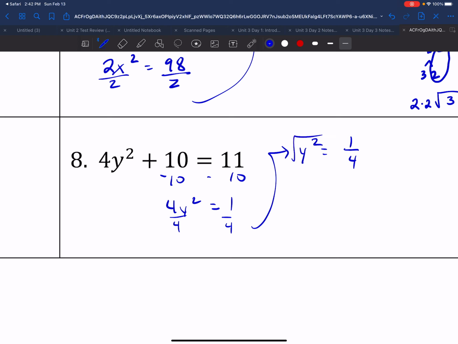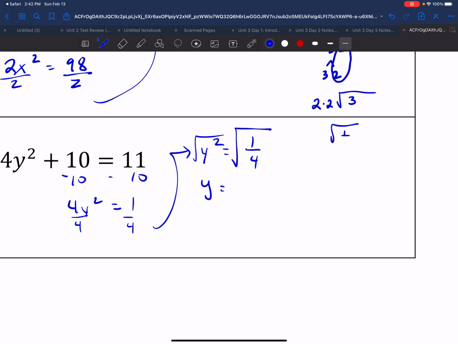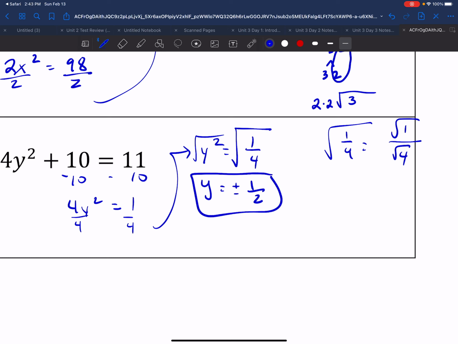And then you take the square root of everything. So we are left with y is equal to, okay, well, the square root of 1/4. Remember, the square root of 1/4 is the same thing as the square root of 1 over the square root of 4. The square root of 1 is just 1, and the square root of 4 is just 2. So the answer is y is equal to plus or minus 1/2.